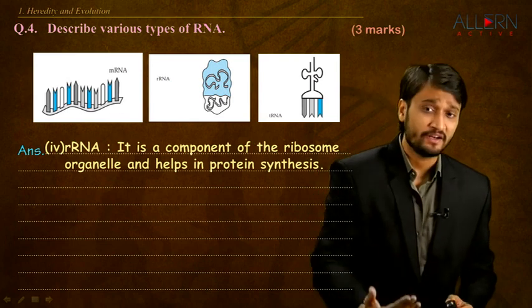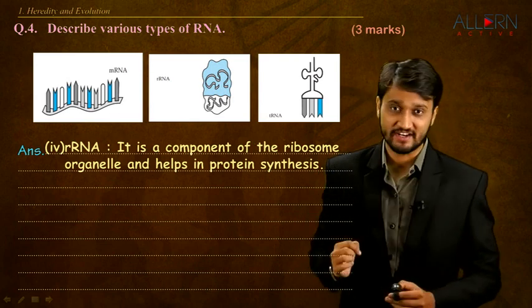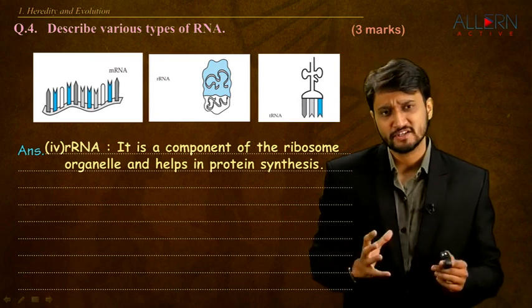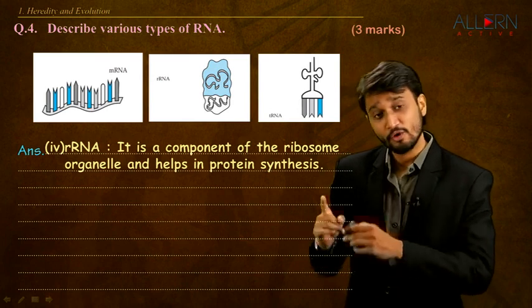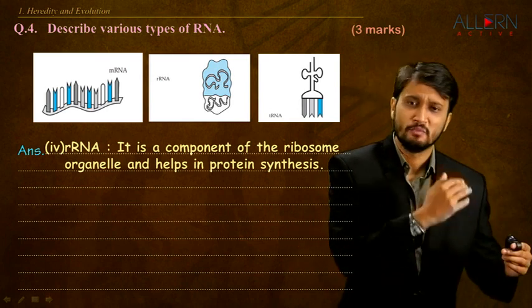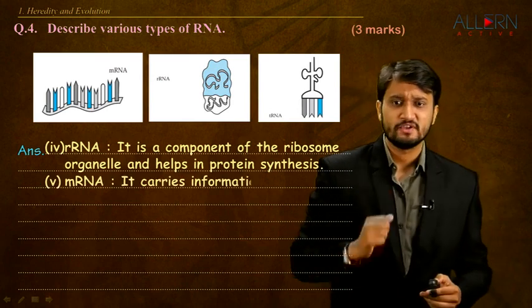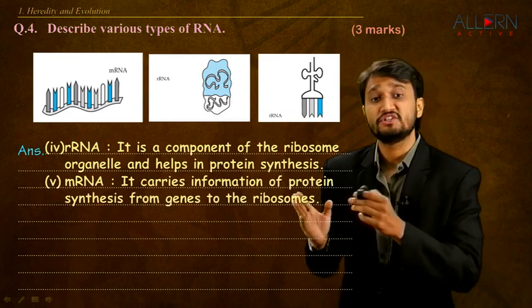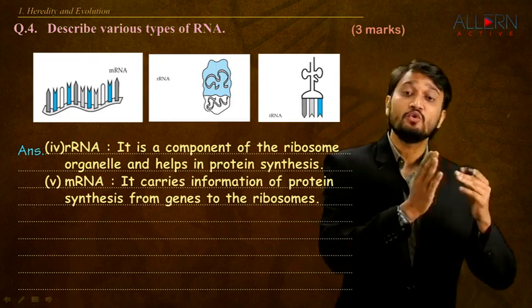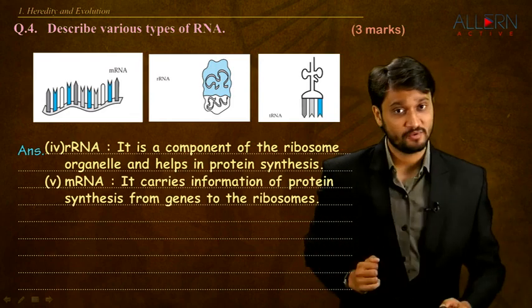Next is mRNA, called as messenger RNA. So there is a reason we call it as the messenger RNA, because it carries the message of the DNA from the nucleus to the cytoplasm for protein synthesis. So we mentioned that mRNA carries information of protein synthesis from the genes which are present in the nucleus to ribosomes which are present in the cytoplasm.